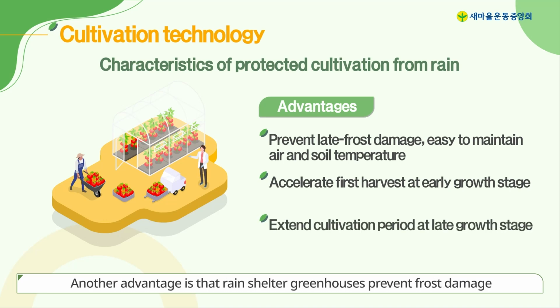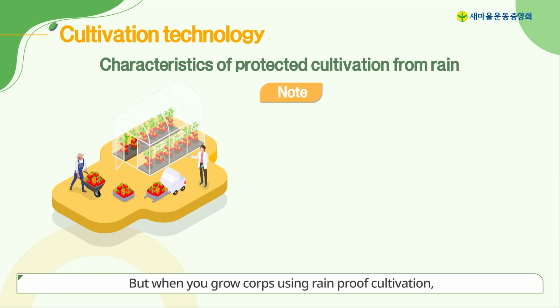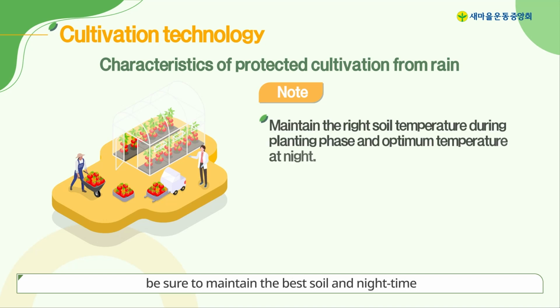Another advantage is that rain shelter greenhouses prevent frost damage in the later part of the growth period, enabling longer cultivation. But when you grow crops using rain-proof cultivation, be sure to maintain the best soil and nighttime temperatures in the planting phase. Ensure proper temperatures by opening the greenhouse doors during the day and closing them at night.